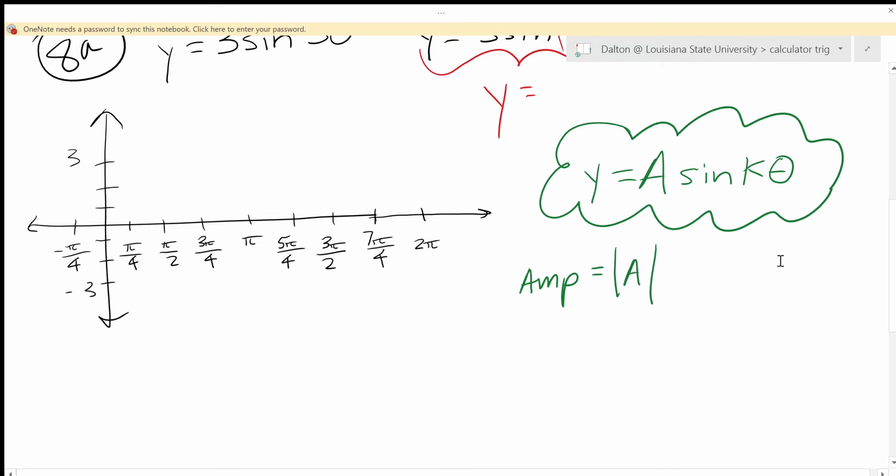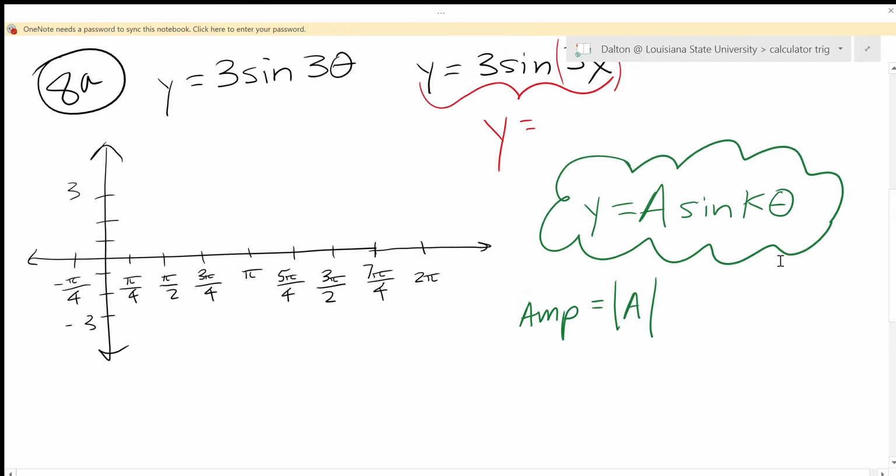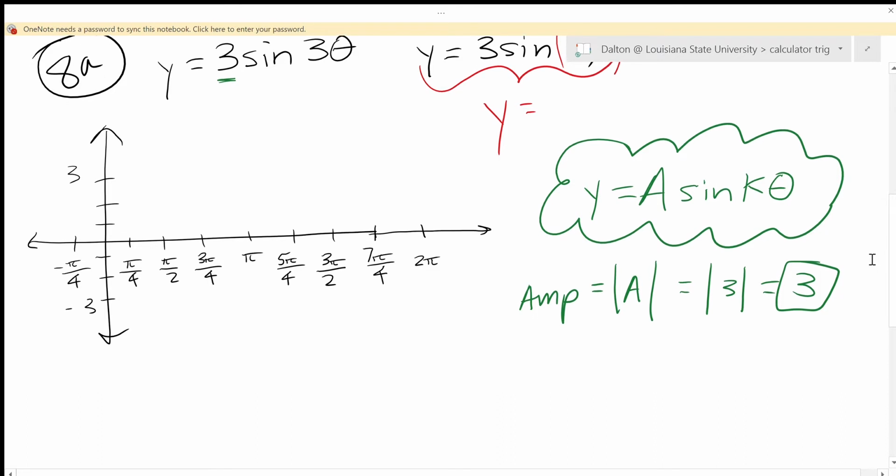So in our particular question, 8, part A, a is 3. That means the amplitude is the absolute value of 3, which is 3. So the distance from the midline to the end points, for the maxes and the mins, is 3. Now, the period, visually speaking, what is the period of a graph? Visually speaking.